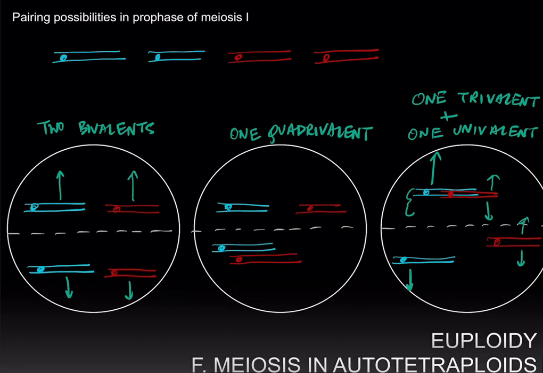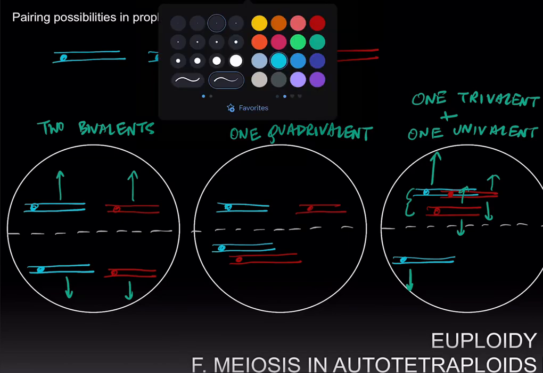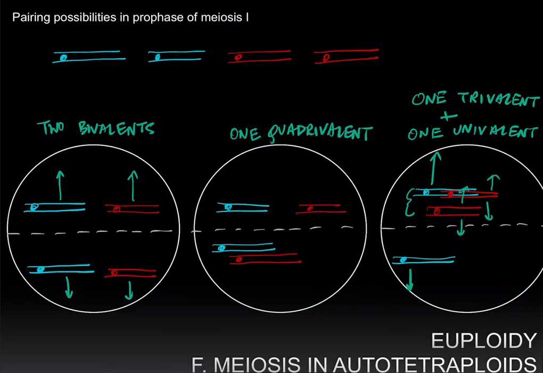However, since the 2 reds are segregating randomly, we could end up with a situation where you get 3 chromatids on one side and only 1 chromatid on the other side, and this would result in aneuploid gametes. So this would result in a 3N or triploid gamete, and this one will result in an N or haploid gamete.